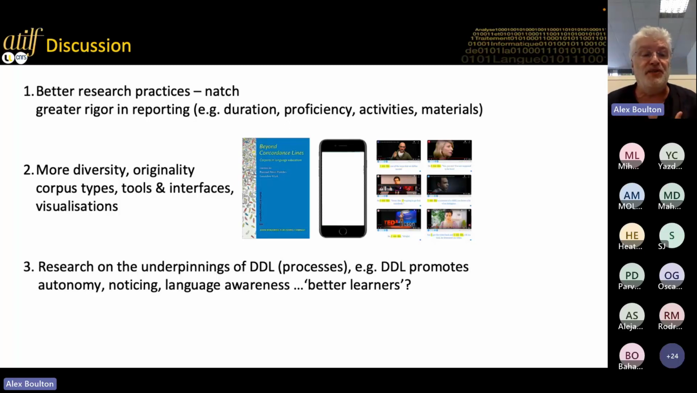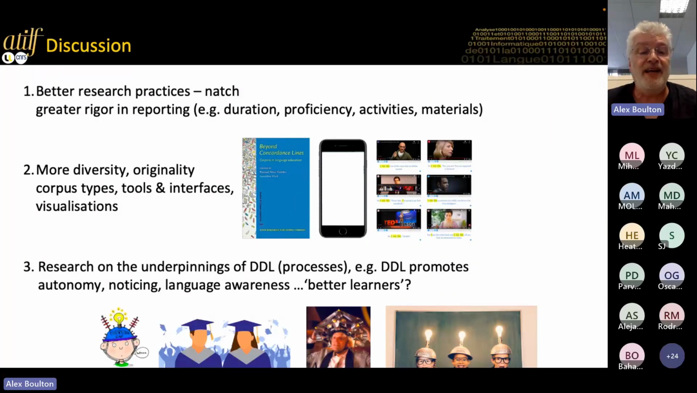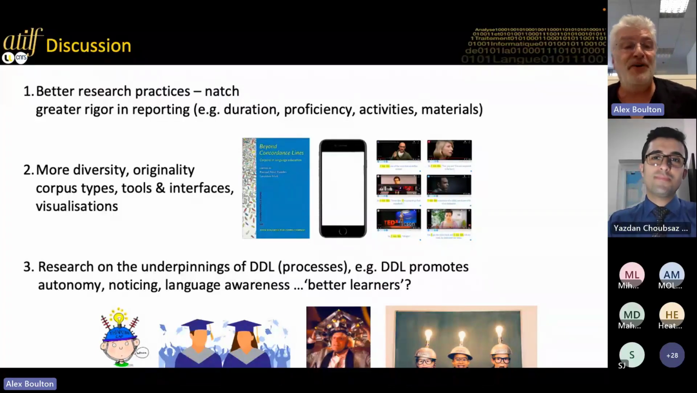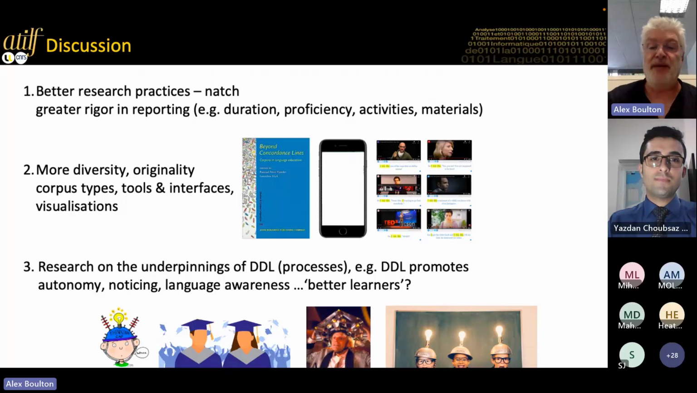Now, of course, they're very difficult to research. How do you research: does DDL make for more autonomous learners? Does DDL promote noticing, etc.? They're not easy things to think of. So we need to get our thinking caps on, not just as academics with our mortarboards and gowns, but crazy thinking like Doc Brown in Back to the Future, or on the right, more naive thinking, go back to being little children again and trying to think of something completely outside the box. So that's my three takeaway messages: better research and reporting, more diversity and originality in visualizing DDL, and researching the underpinnings.